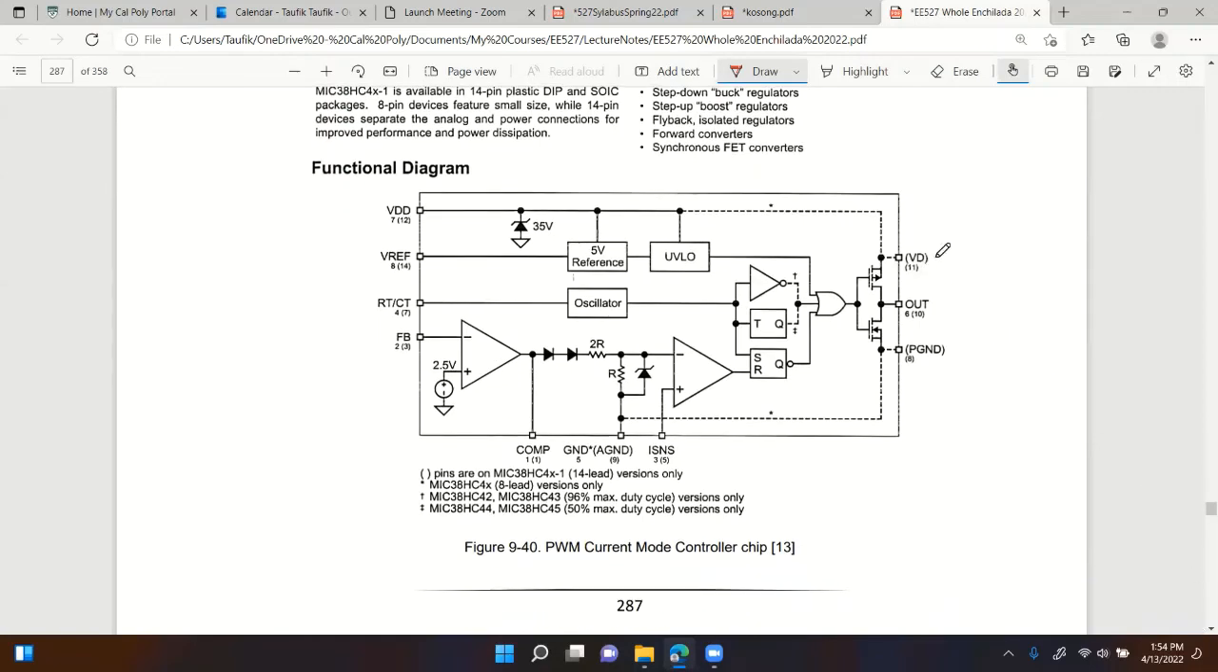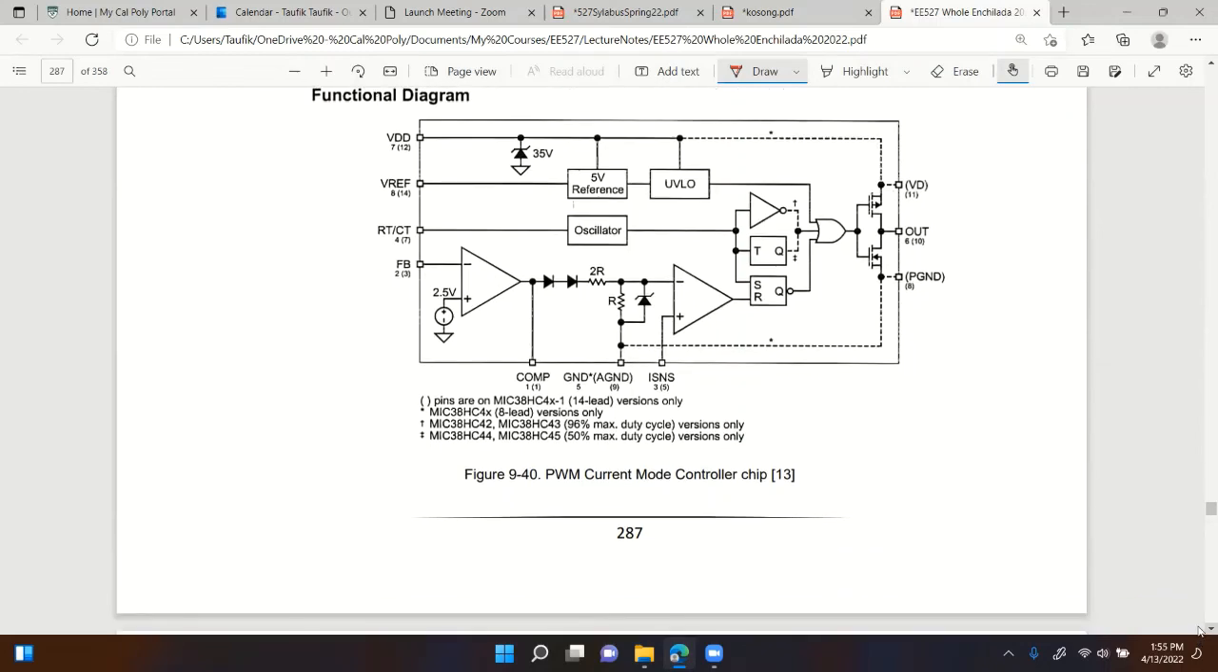And on the right side we have the 2 gate signals. Remember, this is for push-pull with 2 switches. So one is on, the other one is off, and so on and so forth. All right.